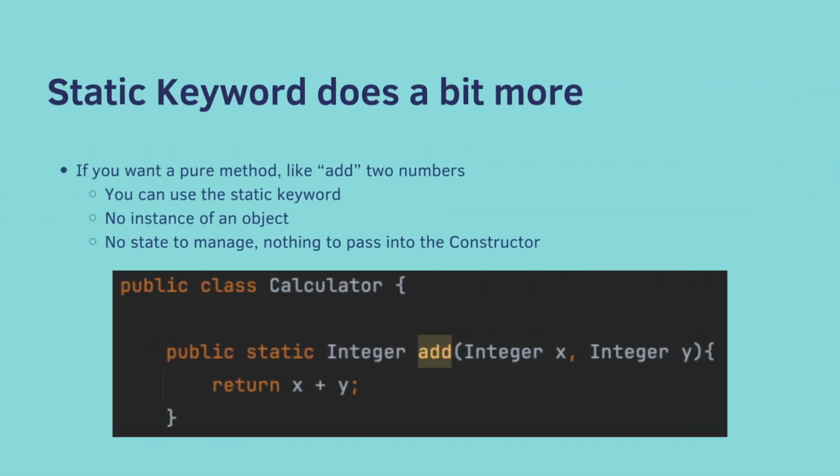That being said, the static keyword does do a bit more. So if you want a pure method, like add two numbers, you can use the static keyword to ensure that you don't have an instance of the object. There is no state to manage and nothing to pass into the constructor, so there's no reason to have an instance. This can sound really confusing, so let me give you an example.